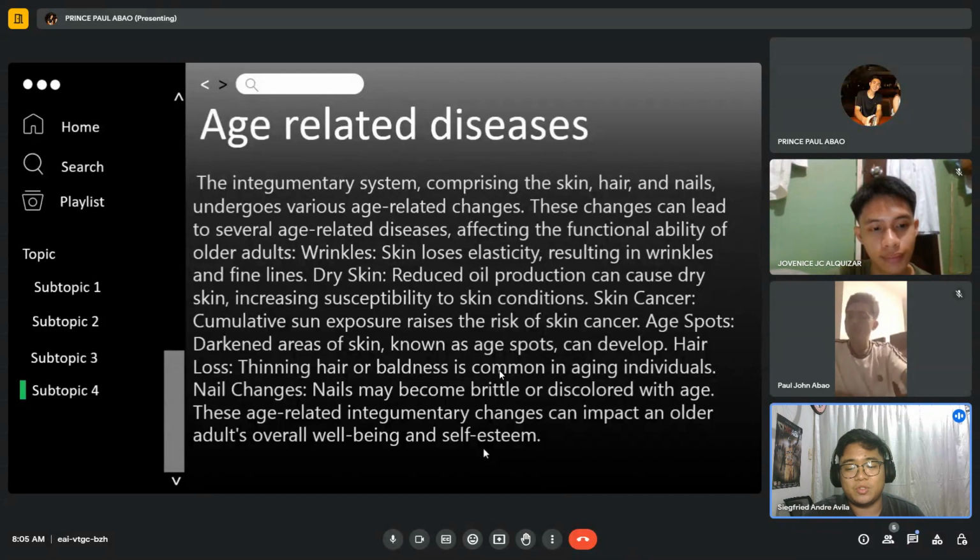So, in conclusion, the integumentary system undergoes several age-related changes which can impact an older adult's physical health, emotional well-being, and self-esteem. Awareness of these changes and proactive skincare measures, such as sun protection and adequate hydration, can contribute to a healthier aging and improved quality of life. Additionally, regular medical checkups and dermatological assessments are essential for early detection and management of skin-related conditions in the elderly population. That's it for my topic.